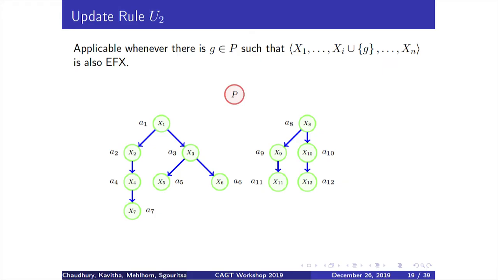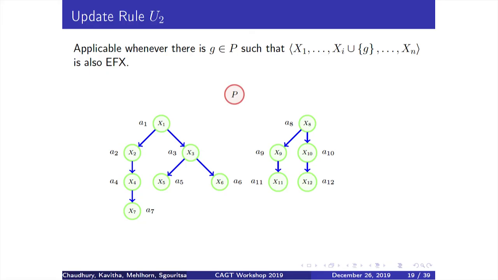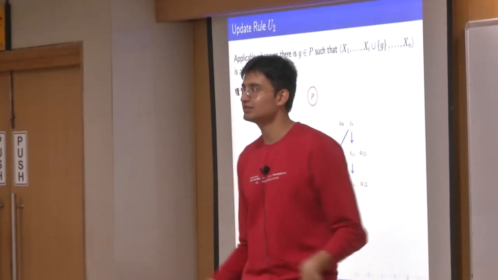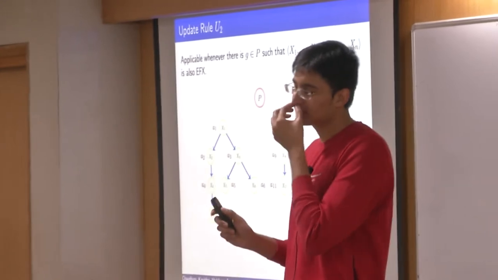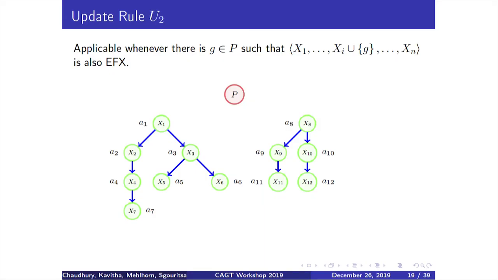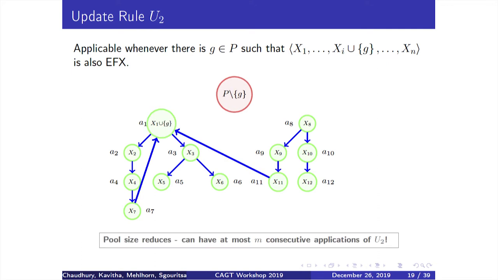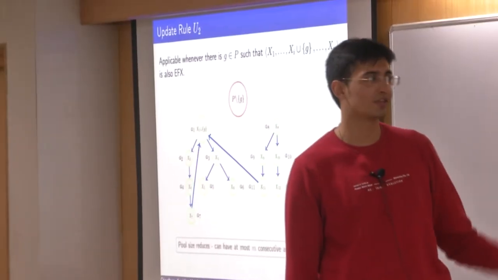Okay, so now the two update rules, U2 and U3, would be dedicated to reducing the size of the pool. U2 is the simplest of the update rules. It's applicable whenever you can pick a good from the pool, allocate it to some agent, and the others are fine. I mean, there is no strong envy edge, that means envy up to any good produced. So for instance, if I take a good from the pool and allocate it to agent 1, it may produce blue edges, but I'm fine as long as it doesn't produce red edges, I'll continue.